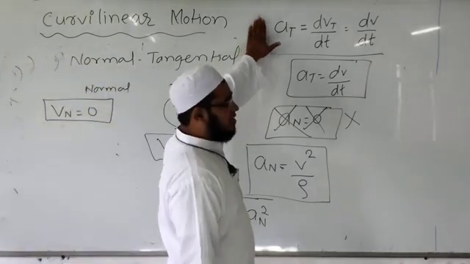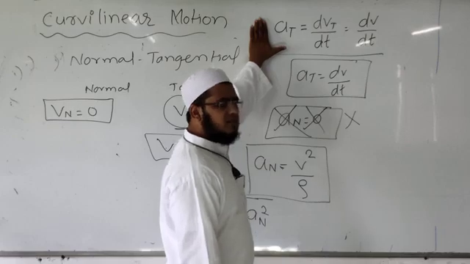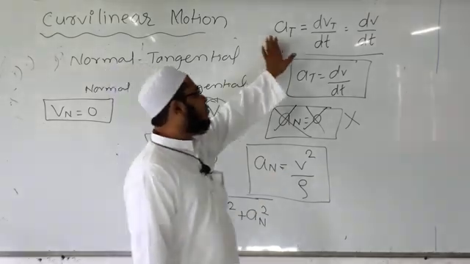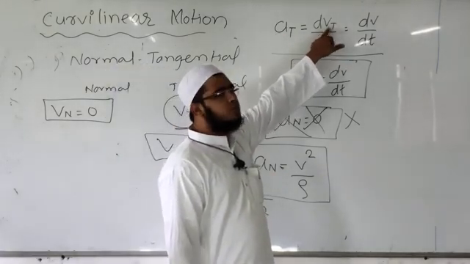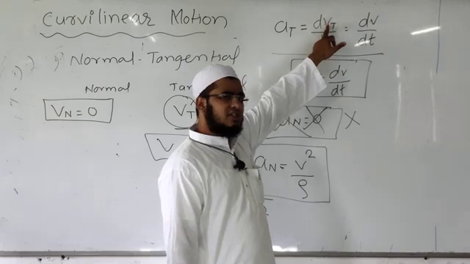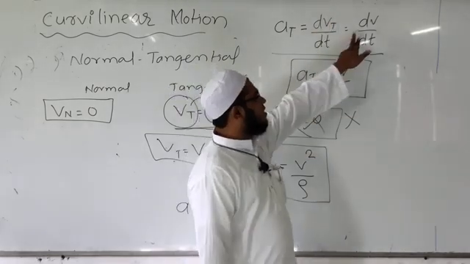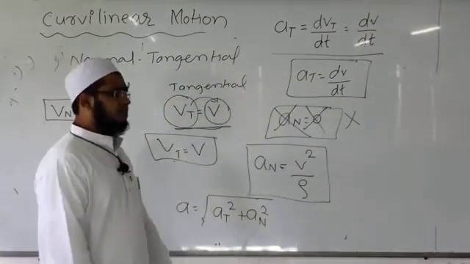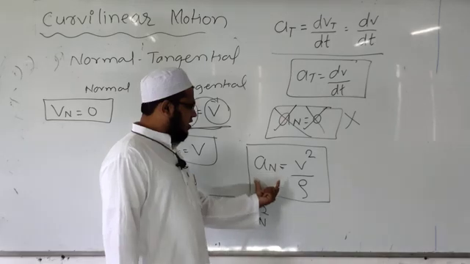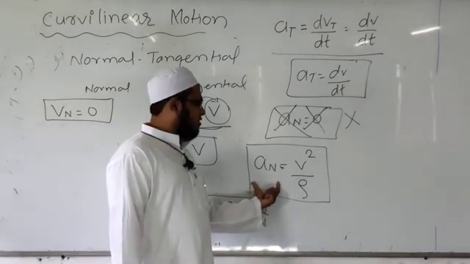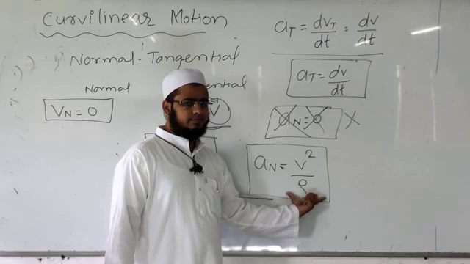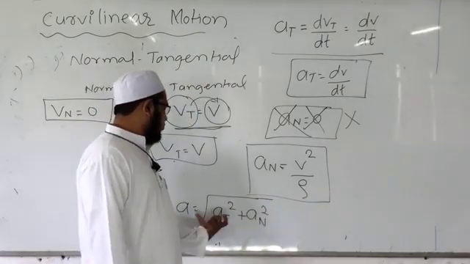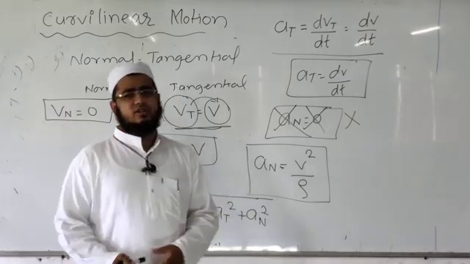Acceleration a has two components, that's why we have to split the acceleration also into normal and tangential. At equal to dvt by dt, but vt is v itself. Vt, the tangential velocity, is the velocity itself. That's why the formula will become at equal to dv by dt. And an equal to v square by rho. If I require total acceleration, then total acceleration equal to at square plus an square.